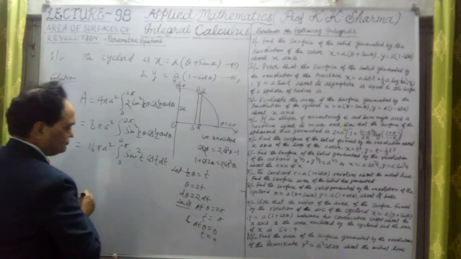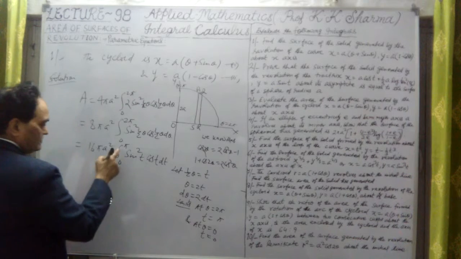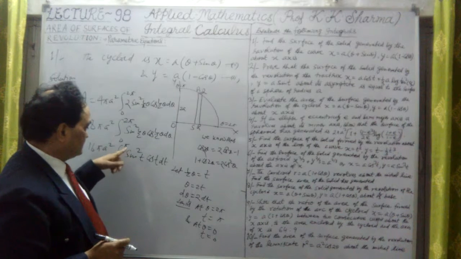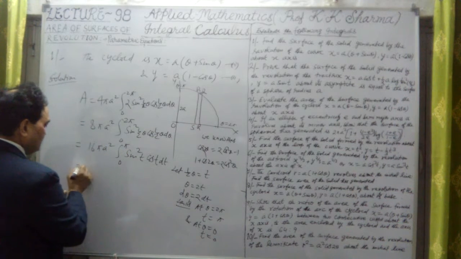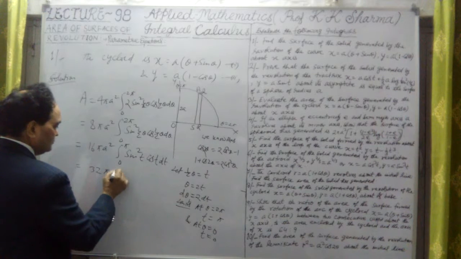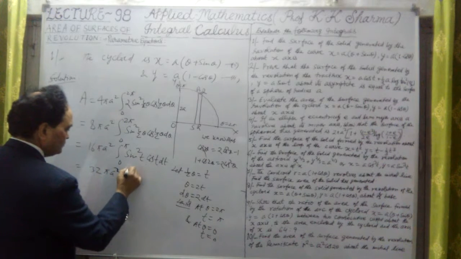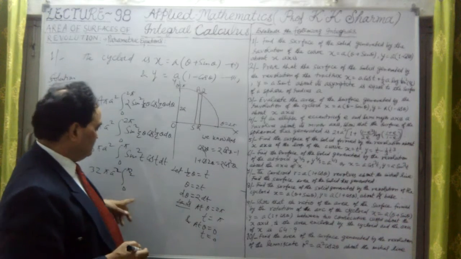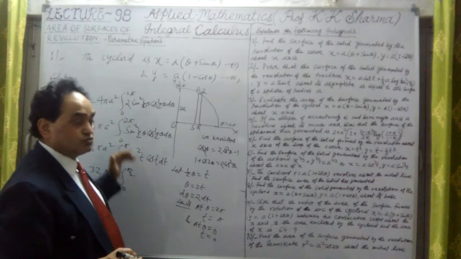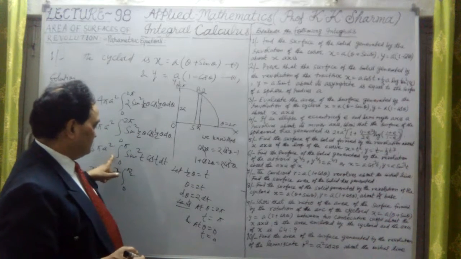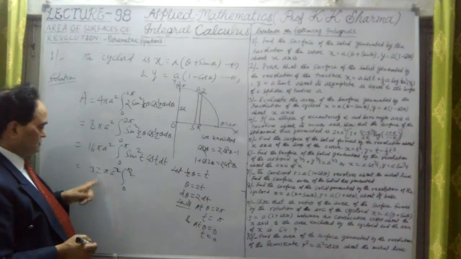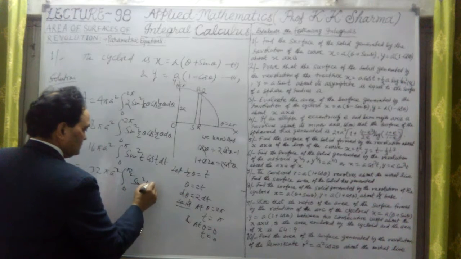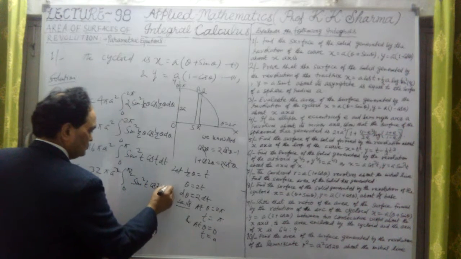This is 16 pi a square. But if it is 0 to a, and if I make it half, then twice will be multiplied again. So this is 32 into pi into a square. We can write it as 0 to pi by 2. This is a property of definite integrals. When limits are 0 to a, we can make it 0 to a by 2 and multiply by 2. Multiplying by 2, 16 to the 32 pi a square. And this is now sin square t into cos t into dt.